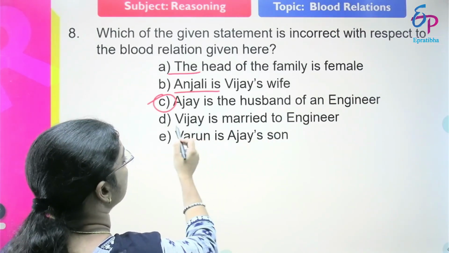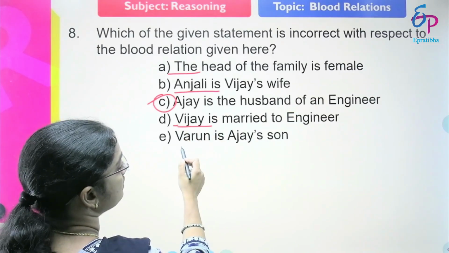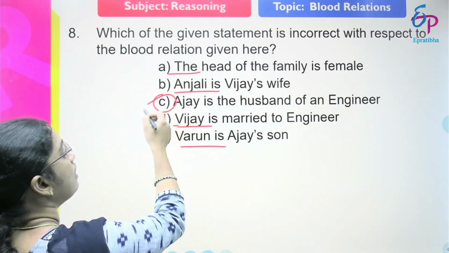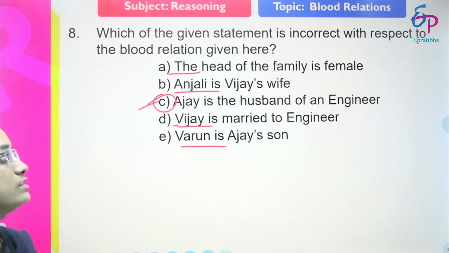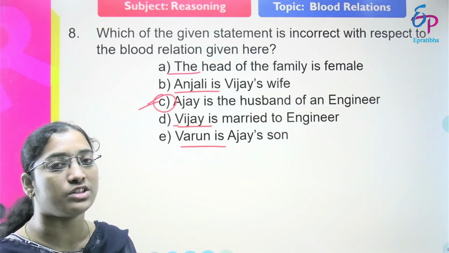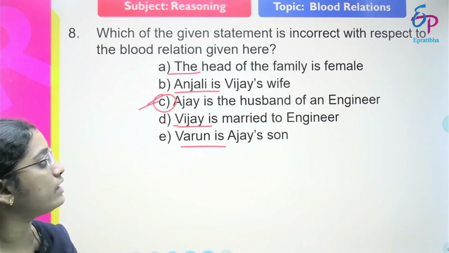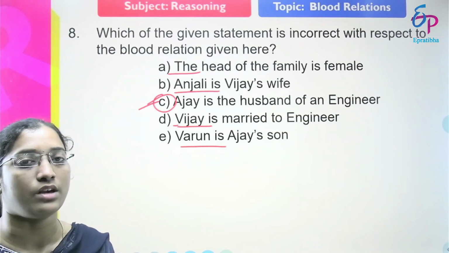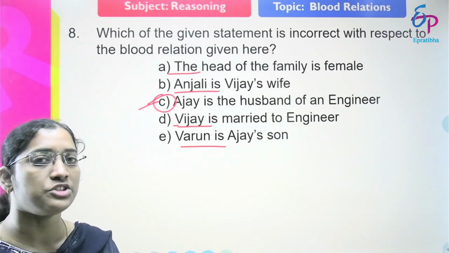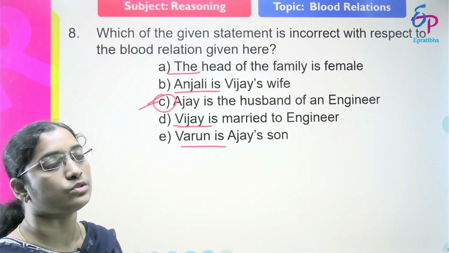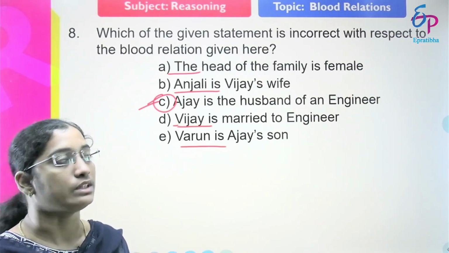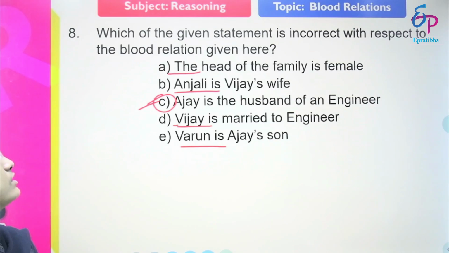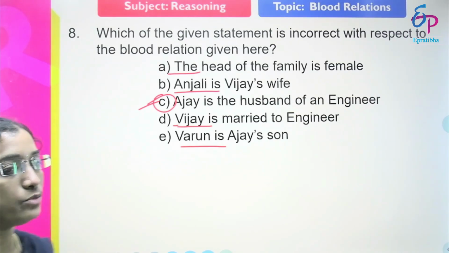Vijay is married to engineer. This is also correct. Then Varun is Ajay's son. That is also correct. Then our answer is option C, friends. Option C, Ajay is the husband of engineer, is the wrong statement. Ajay is the husband of scientist, but they mention engineer, so that is the different one. So that is the incorrect option. Option C is the answer for question number 8, right? Then move to the next question.